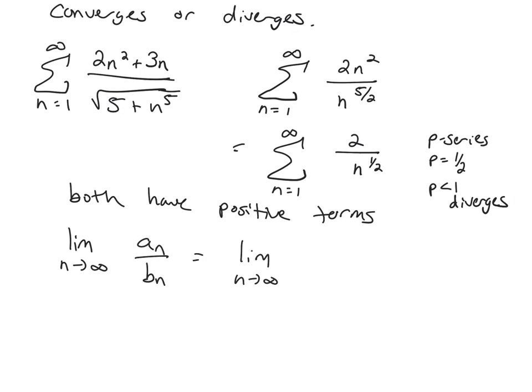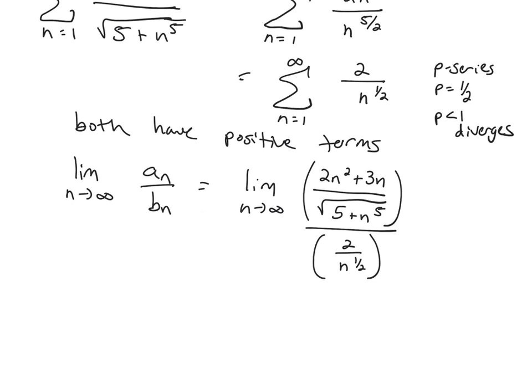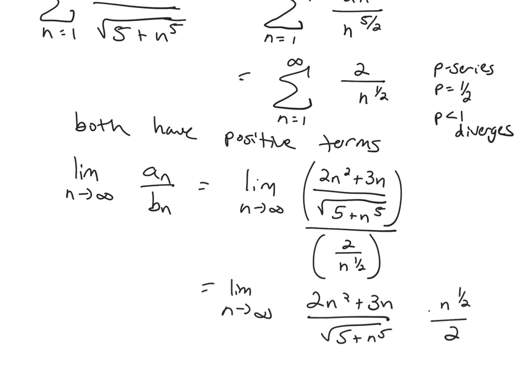So a_n was the terms in my series, so it was 2n squared plus 3n over the square root of 5 plus n to the 5th. And I'm going to divide that by 2 over n to the 1/2. So I'm going to flip my denominator up. 2n squared plus 3n times n to the 1/2 over 2.